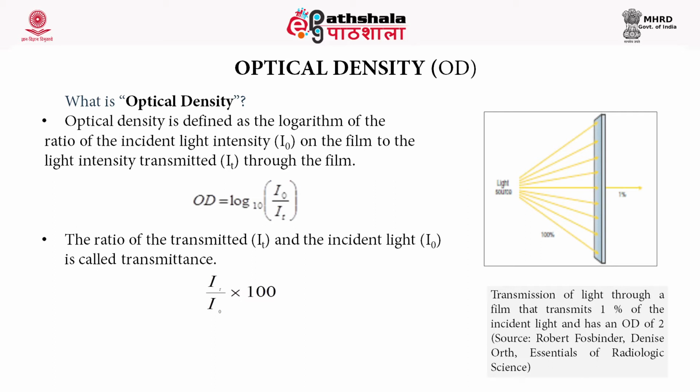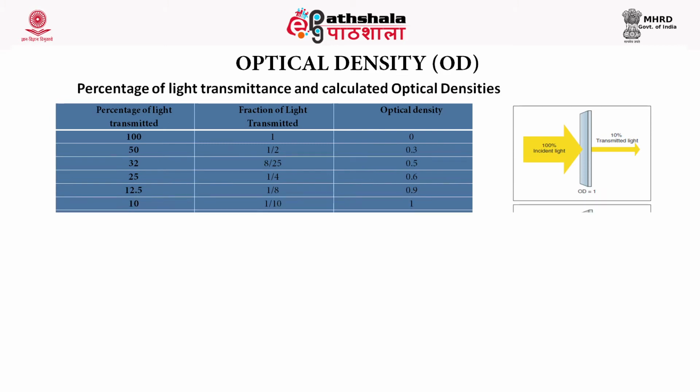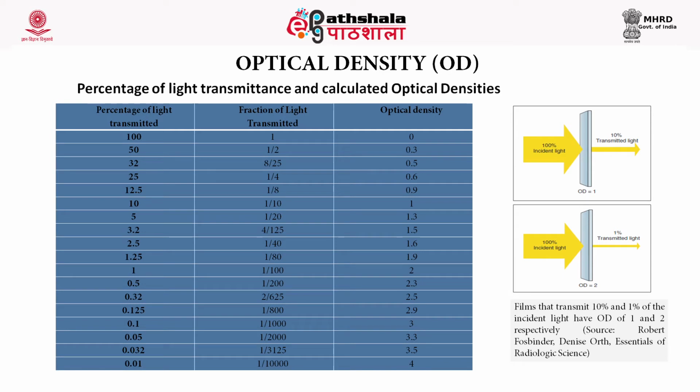The same is explained in the adjoining figure, where it is mentioned that if the incident light photons were 100% incident on the screen, after passing through the film only 1% is transmitted. So accordingly optical density can be calculated. This particular slide shows the percentage of light transmittance and calculated optical densities. It can be seen that the films that transmit 10% and 1% of the incident light have optical density of 1 and 2 respectively.